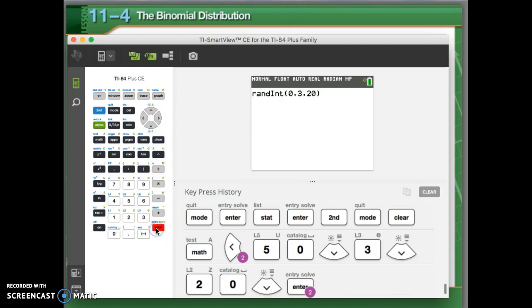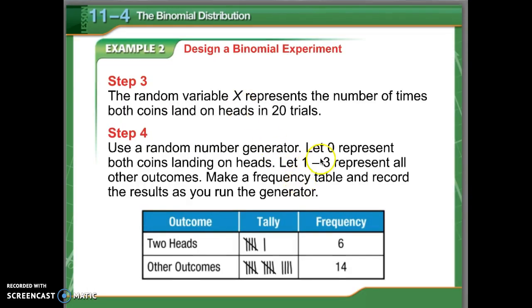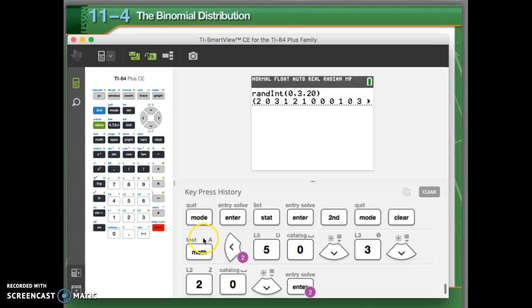Paste this in. And here's our list. So the first time we did a trial, we got the number 2. That, for us, over here, we're going to let 0 represent both coins landing on heads, and 1, 2, or 3 represent any other outcome. So we need to essentially count the number of zeros that we got in our list, and that's going to represent the success, and everything else is going to be the failure.